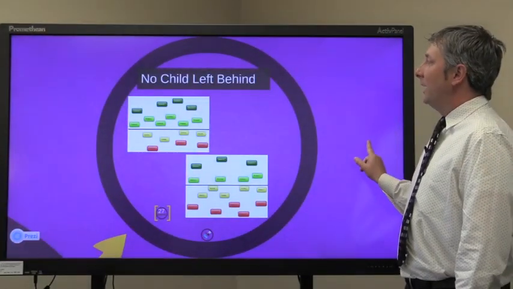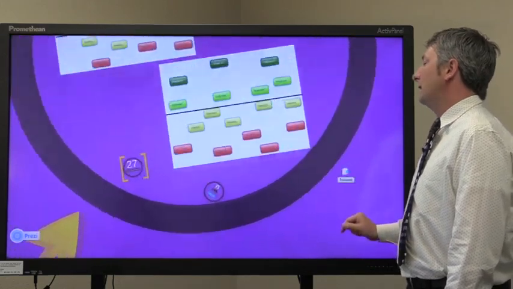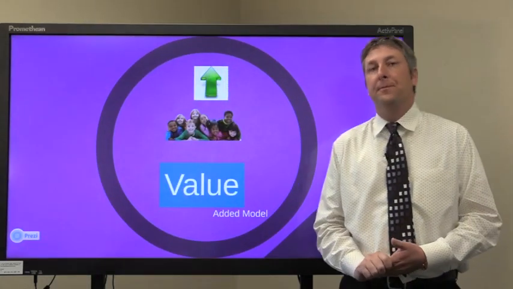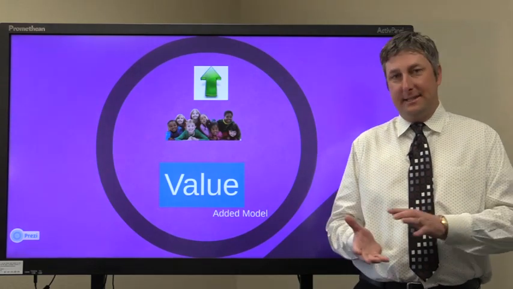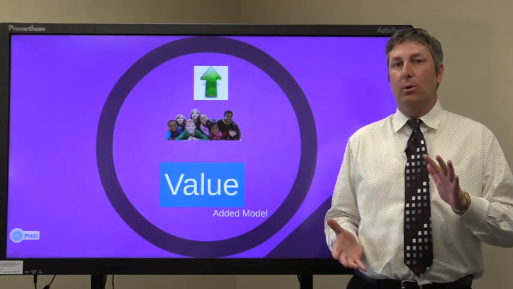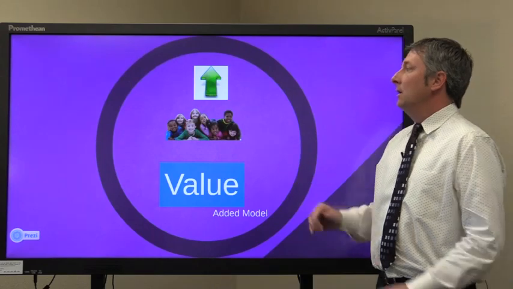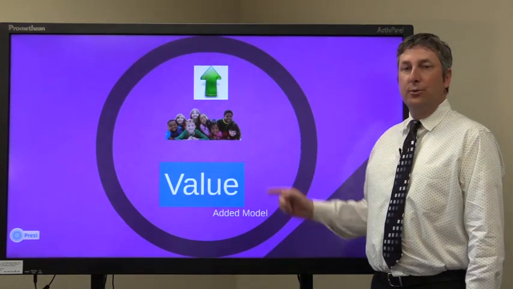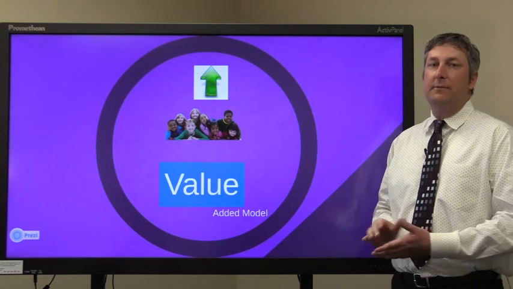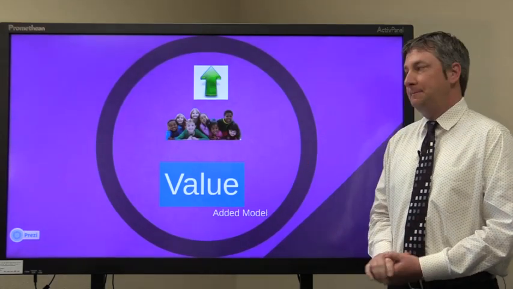Instead of No Child Left Behind, we're taking a look at a value-added model. And this value-added model says take students where they are and see if there's growth in their scale score. So, as you can see, with using a value-added model, if your average classroom grows, then you've done an effective job as a teacher.